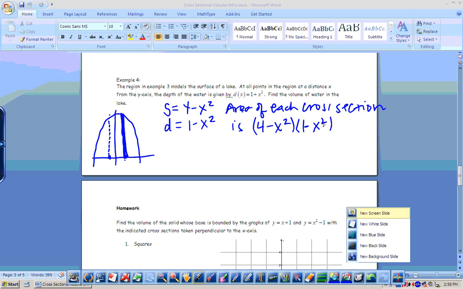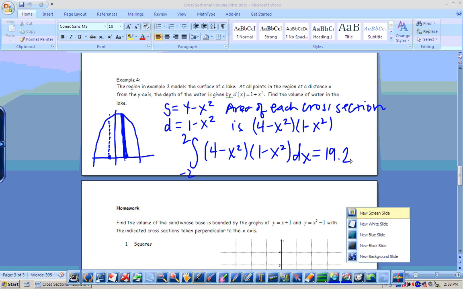So then, just like all the other cross sections, if you have a whole bunch of cross sections, what you want to do is integrate the area of that cross section to give you the volume of the entire figure. So that volume would be the integral of length times width, or S times D, 4 minus x squared times 1 minus x squared. And since everything's back in terms of x, our limits of integration are going to go from -2 to +2. And if you type that into your calculator, you actually get exactly 19.2.